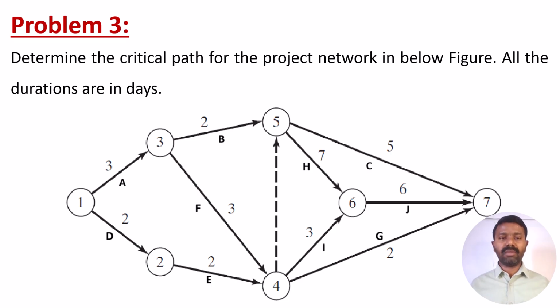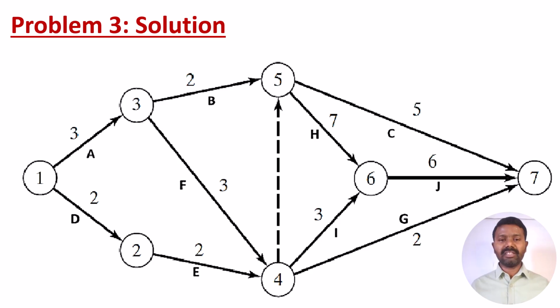Let us solve one more problem. Determine the critical path for the project network in the below figure. All the durations are in days. So now if you see here, there are so many activities, and the starting point of the activity is 1, and the ending point is 7. So here there are several paths. Let us try to identify the critical path in this diagram.